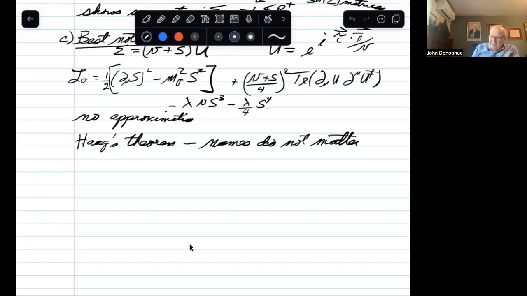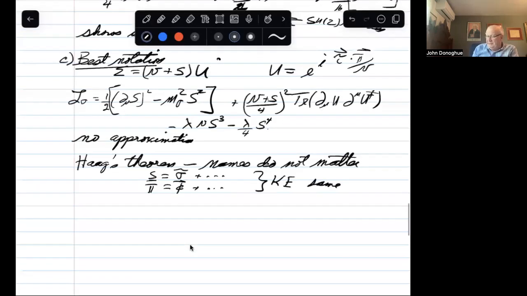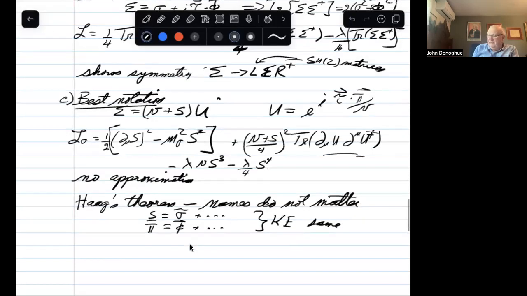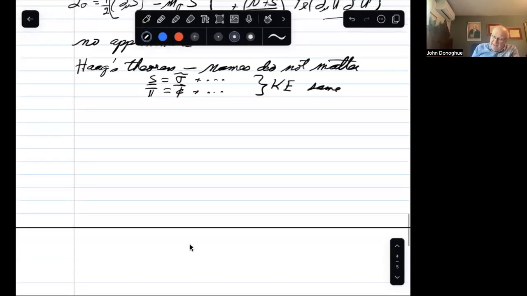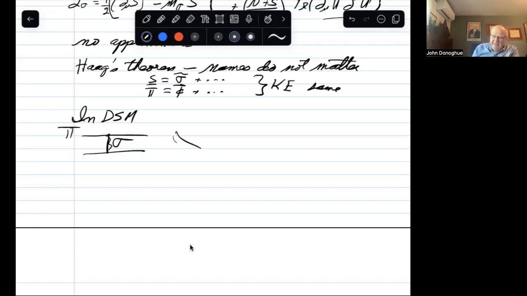Okay, and the formal version of this basically also requires that the fields have the same kinetic energies. So S is sigma twiddle plus dot dot dot. Pi is phi plus dot dot dot. And the kinetic energies are the same. That happens. If you just expand this term, you get the kinetic energies for the pions. They match the kinetic energies for the phi fields. And you can check in the notes. I go through the process of checking that I exchange sigmas. I do phi scattering.